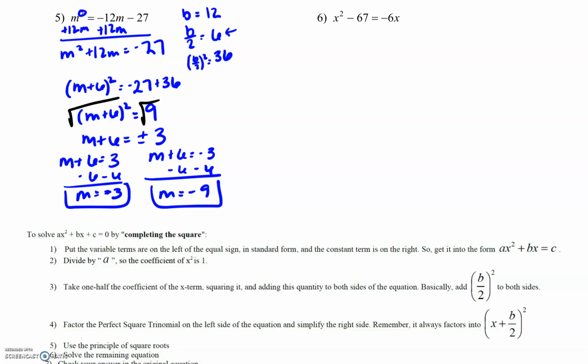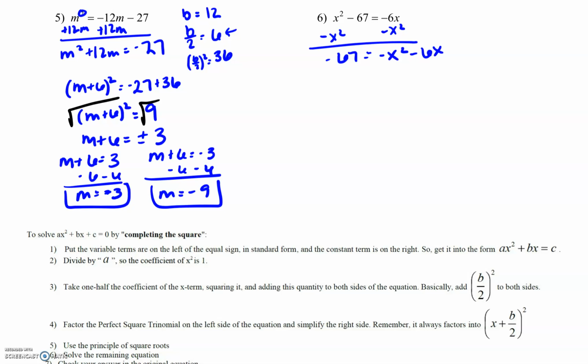Welcome back. Number 6, we have x squared minus 67 equals negative 6x. So again, our x squared and our x term are on different sides of the equal sign. Well, being on the left side or the right side doesn't really matter in the scheme of things. So I'm going to choose the direction that only requires one step. I'm going to subtract x squared. I guess we're going to have 2 steps no matter what direction we go, but that's all right.